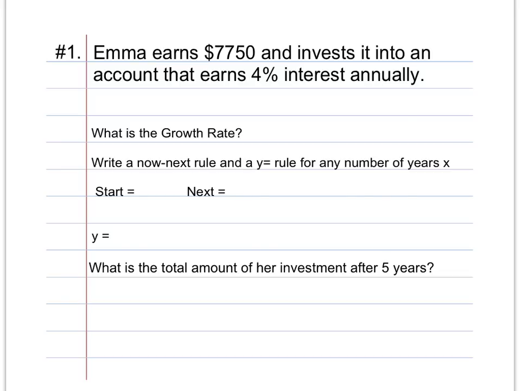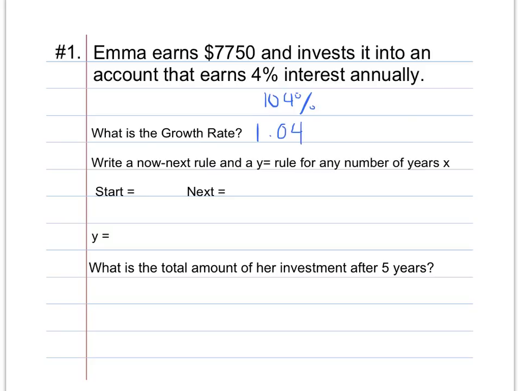Let's look at one more example. It says Emma earns $7,750 and invests it into a bank account that earns 4% interest annually, meaning that each year she keeps all 100% of her money and she gains 4% more. So she's actually having 104% of the money in the bank account at the end of the year. So as a decimal, 104% out of 100% is 1.04.